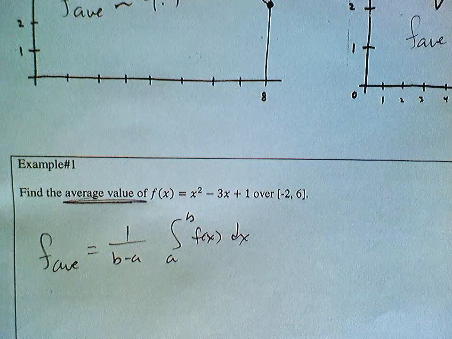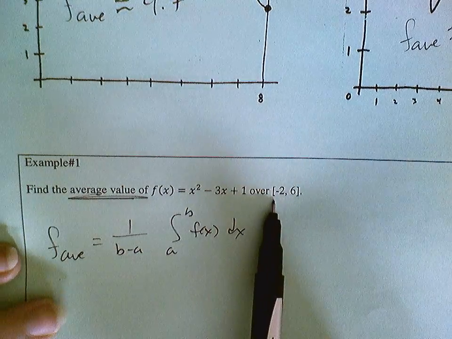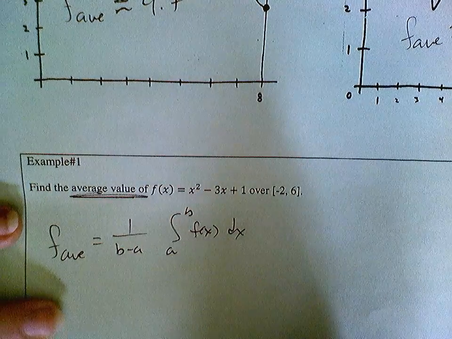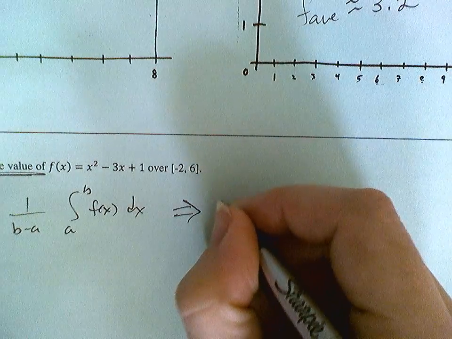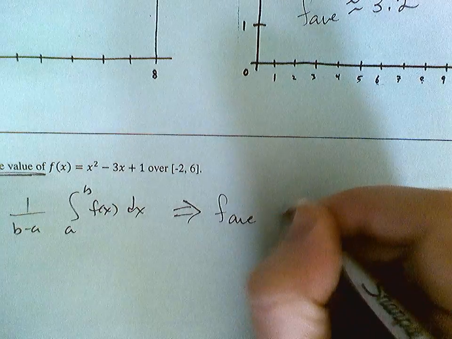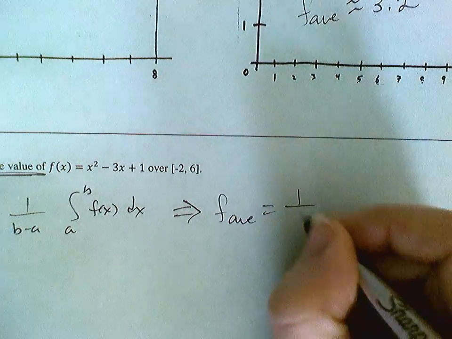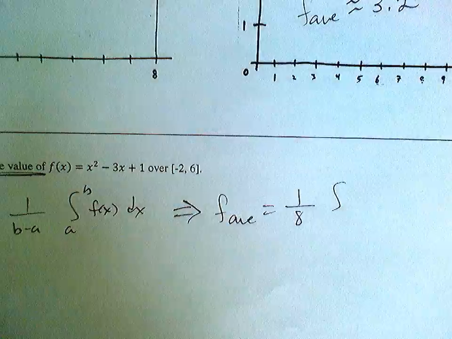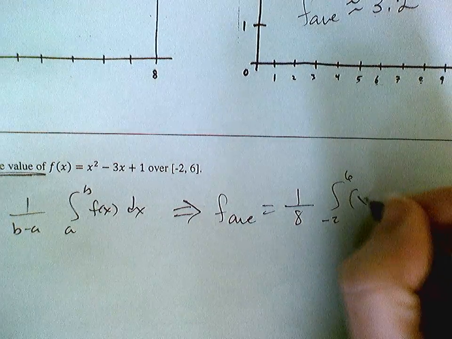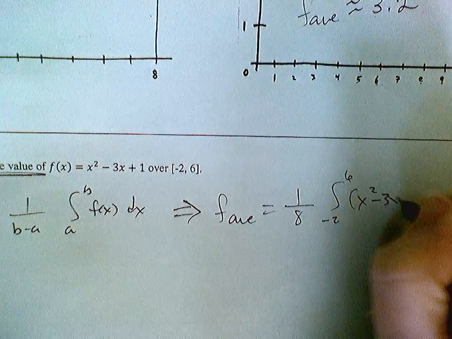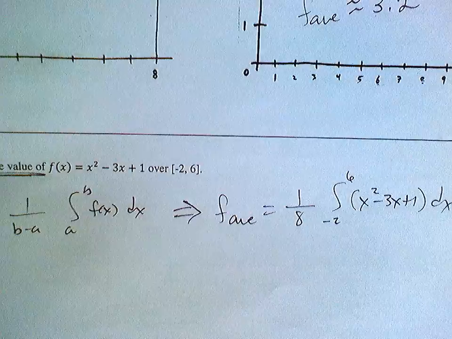And then I'm just going to plug in. So b minus a is 6 minus negative 2. So we've got the average value here is 1 over 6 minus negative 2, which is 8, and then the integral from negative 2 to 6 of x to the second minus 3x plus 1 dx.